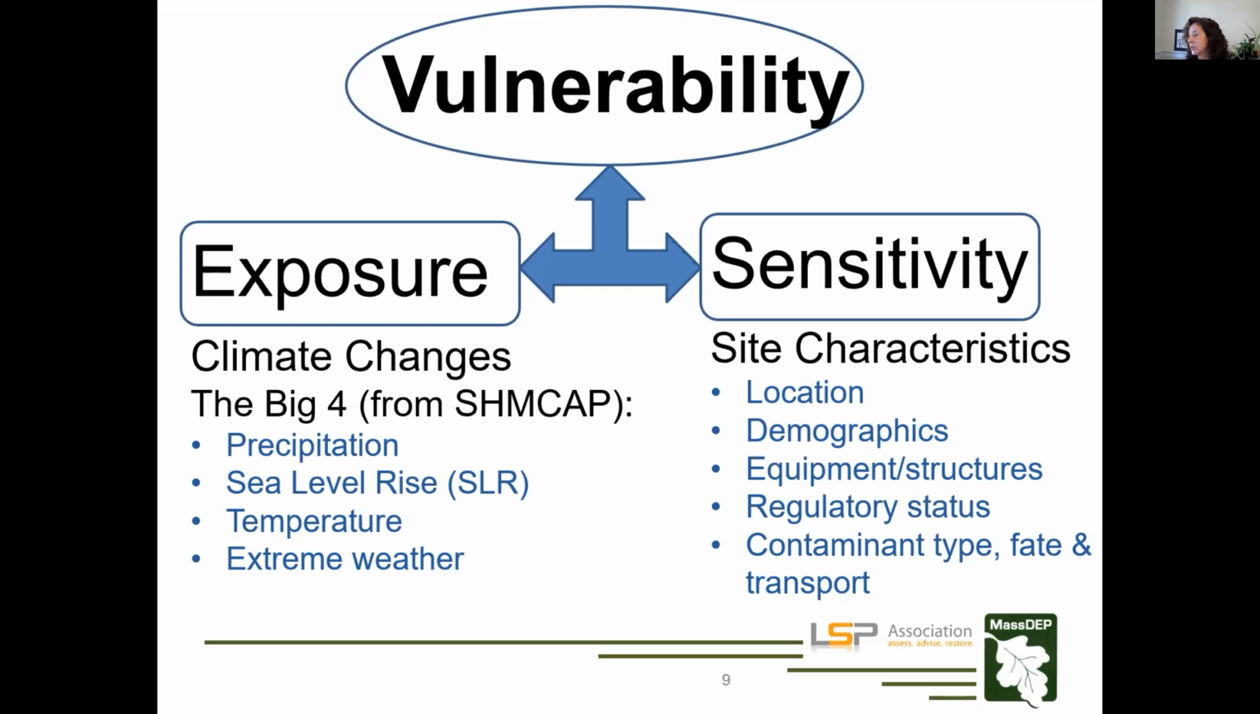Sensitivity site characteristics include location, for example, near a sensitive area or wetland, demographics, urban, including environmental justice communities, equipment and structures, for example, if monitoring wells are on site, etc. Regulatory status, whether the site is open, whether the site has an AUL, and contaminant type, fate, and transport.